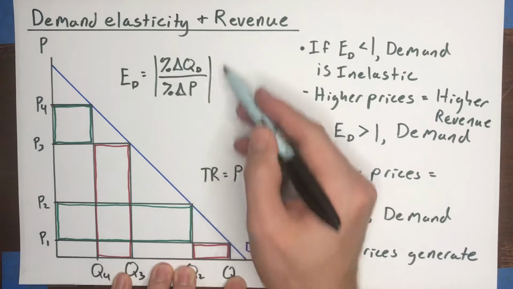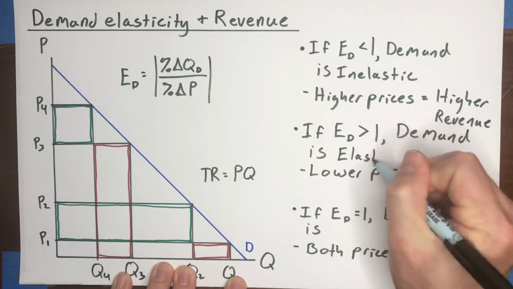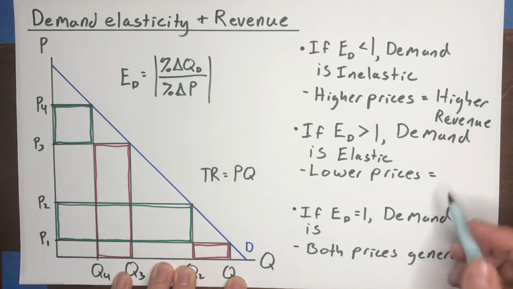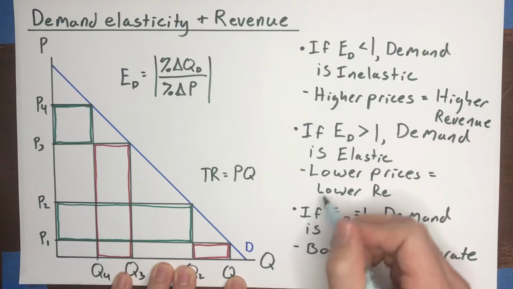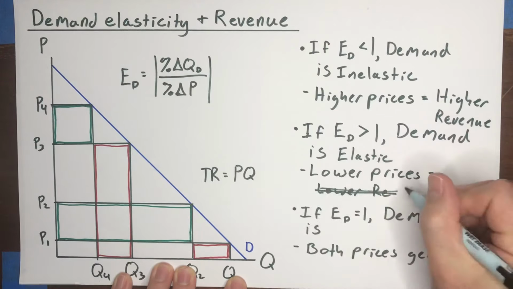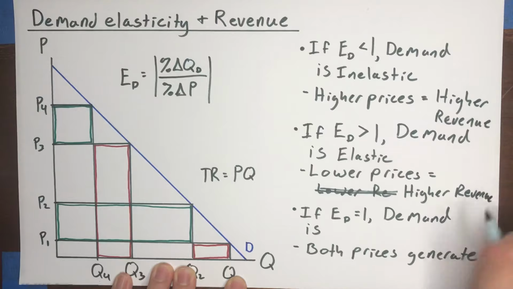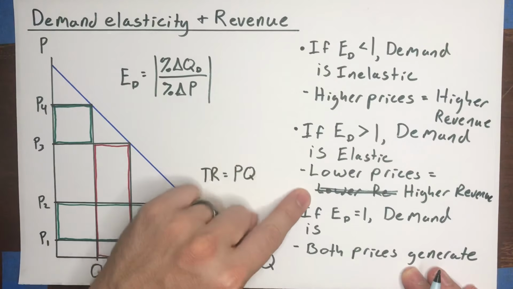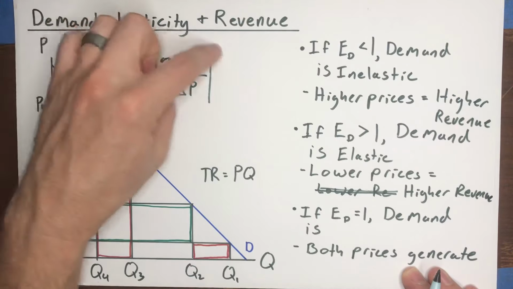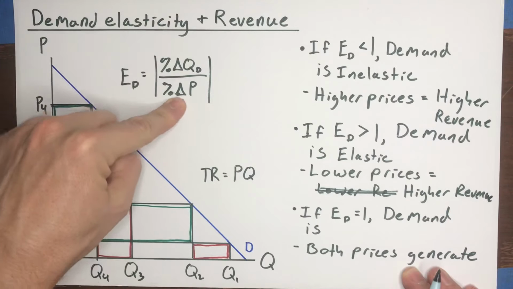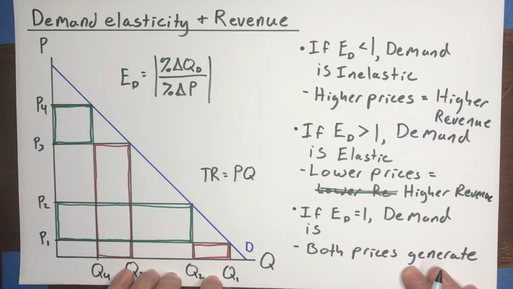All right. What about if this is greater than 1? In that case, we say that demand is elastic, and lower prices are going to result in higher revenue. Why will lower prices result in higher revenue? Because it is the quantity change that is dominating. Quantities are changing faster than prices, so you would rather sell more units at the lower price. That would generate more revenue for you.